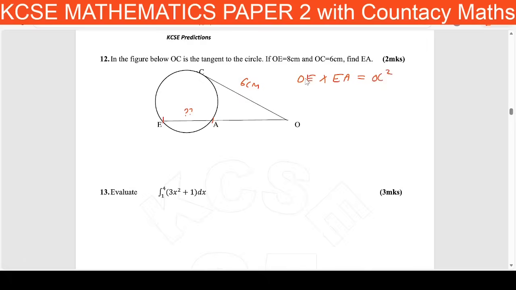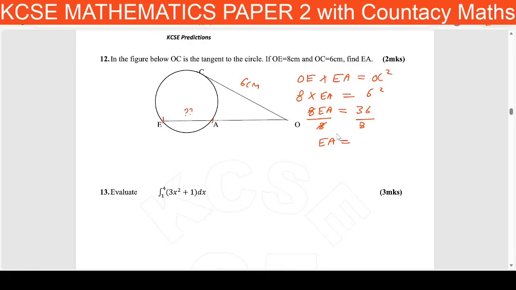So what remains for us, since we've been able to identify the formula, is to go ahead and substitute the values that we have. OE is 8 centimeters. We multiply by EA. What is EA? EA, we don't have it, is equal to OC squared, that is 6 squared. So we have 8 EA is equivalent to 36. So we divide by 8, we divide by 8. We get EA, because divide by 8, that is 1. We remain with EA is equal to 36 divided by 8.